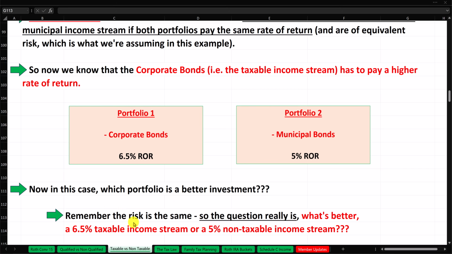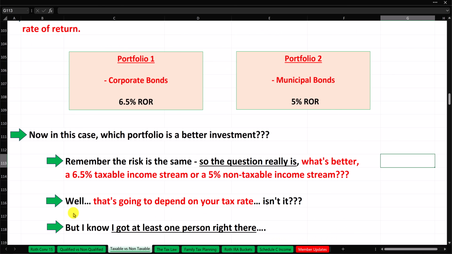And remember, the risk is the same. We have set that equal between the two portfolios. So the question really is, what's better, a 6.5% taxable income stream or a 5% non-taxable income stream? Well, that's going to depend on your tax rate, isn't it?